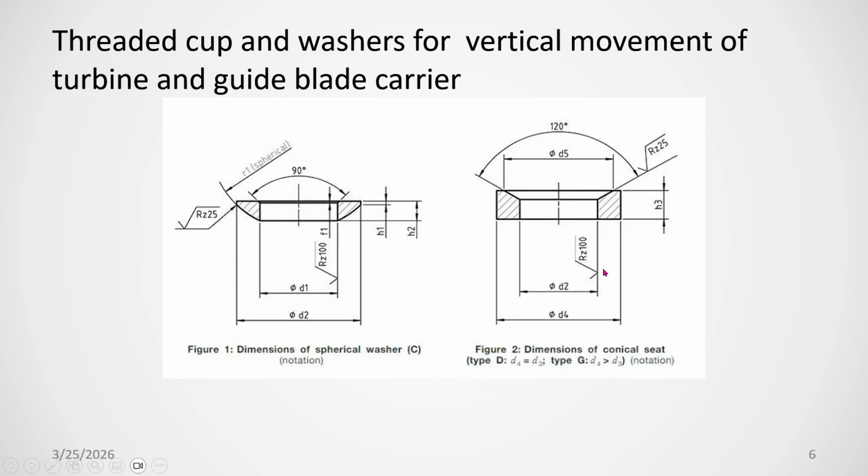This is the threaded cup. This is the threaded bush, and this is the cup. The cup will be placed on this threaded bush, and over it the guide blade carrier will be resting on this cup. Outside there is a thread, and this will be mounted on the turbine casing. If you rotate this, it will move up and down, and accordingly your guide blade carrier will move up and down, and you can do the centering, maintaining an equal gap at the top side of the rotor, at the bottom side, and at the sides of the rotor.